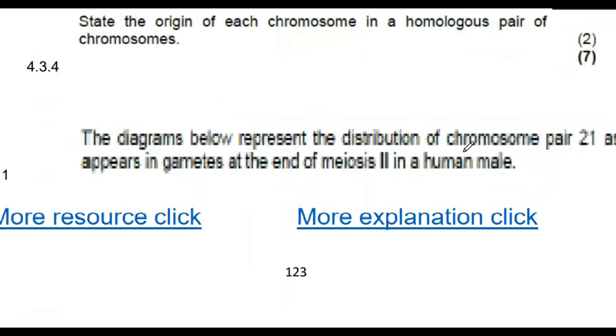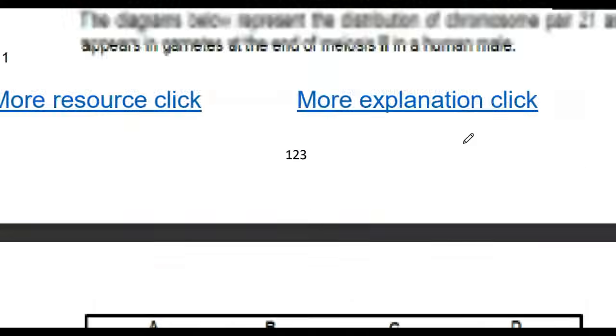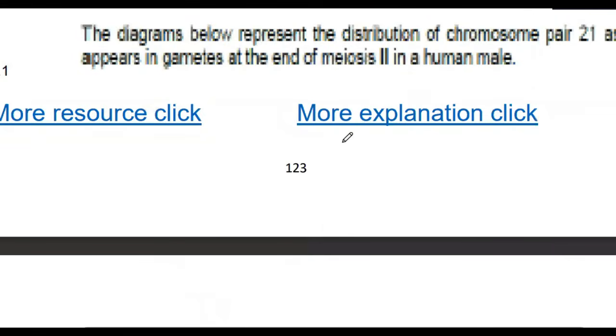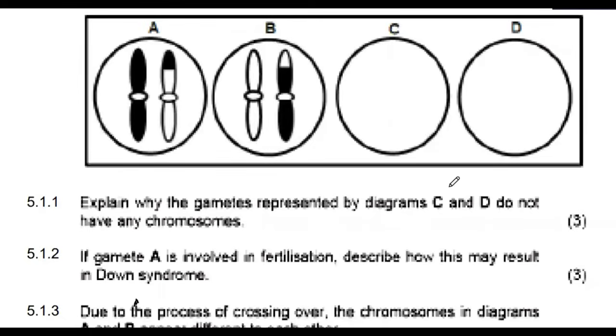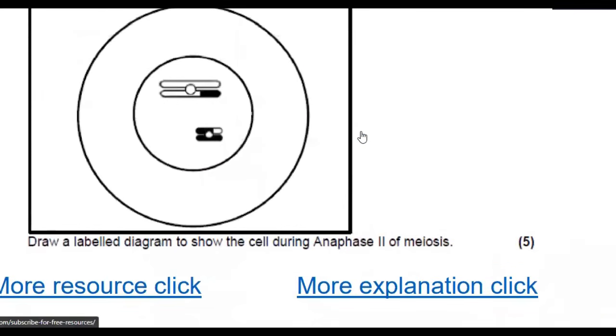Then they are saying that the diagram below represents the distribution of chromosome 21 as it appears in the gamete. So it's the same thing, guys. You always find almost the same diagrams, same structures.